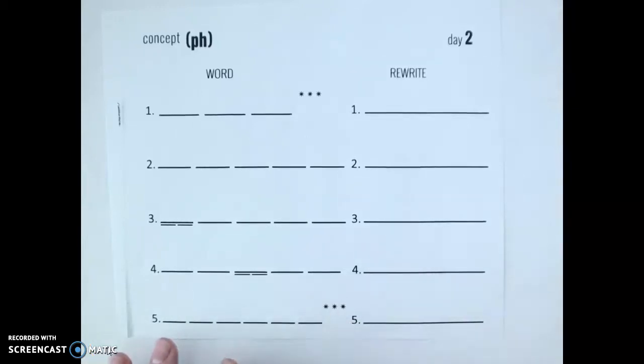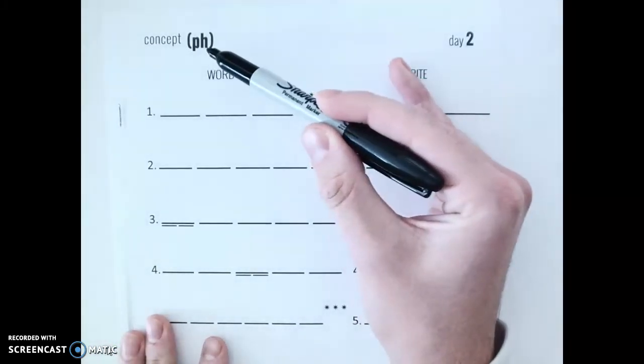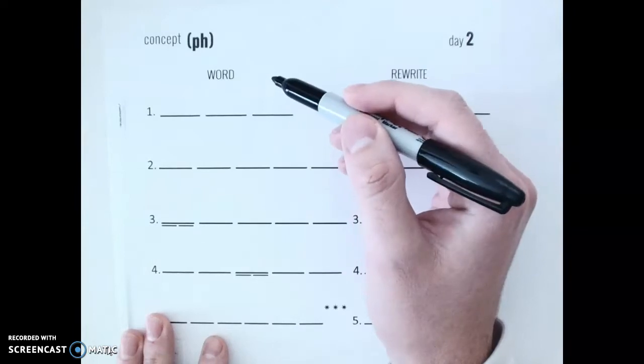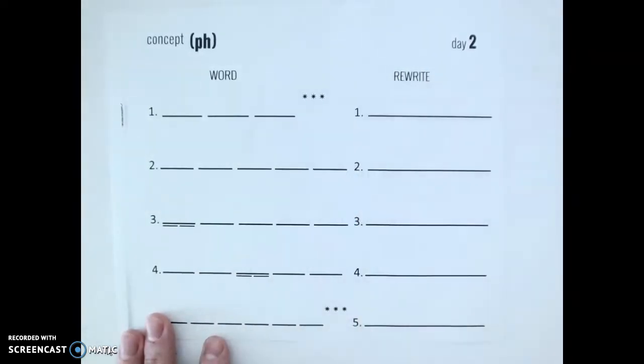Okay, follow along as we do today's dictation. Today we're working on the digraph PH, which makes the f sound. The first word we have has a magic E. The word is phase.